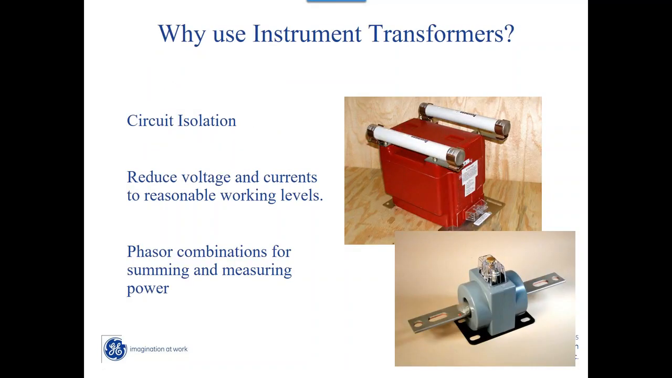So the first question is, what's an instrument transformer? This applies to both a CT or a PT. The first thing we do is use it for circuit isolation, so I can isolate voltages with it. I can reduce voltage and currents to reasonable working levels. If I've got a 3000 to 5 CT, I don't want 3000 amps going through my GE multilin meter. I only want 5 amps, and we can have universal relays because of that. And then we can do phasor combinations for measuring and summing and do all kinds of other cute tricks if we need to.